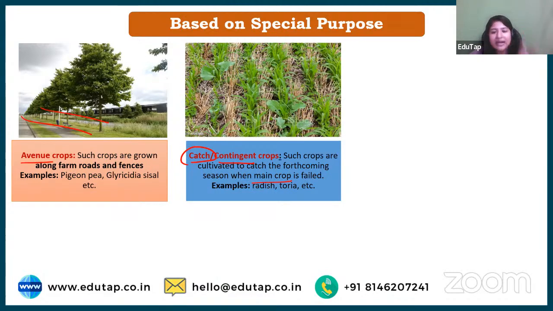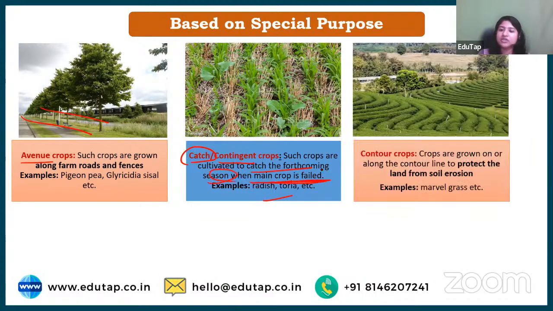So at that time period, whatever short duration crop is sown is known as your catch crop. For example, in 20 to 25 days it will provide you the result. Toria is grown very fast. So these are known as your catch or contingent crops, to catch the forthcoming season when the main crop has failed. That is called a catch crop.